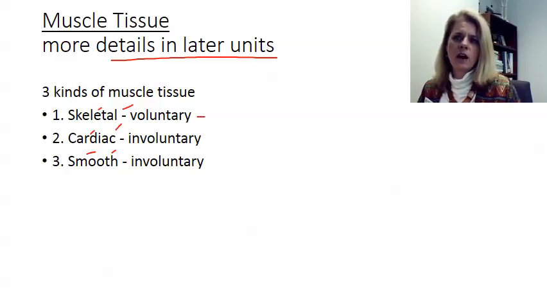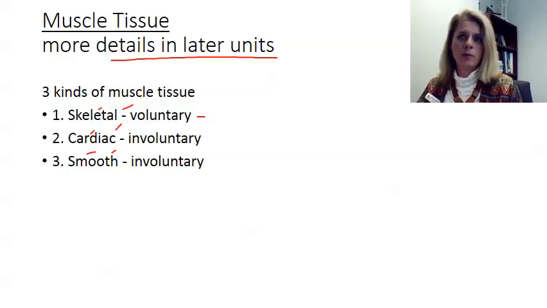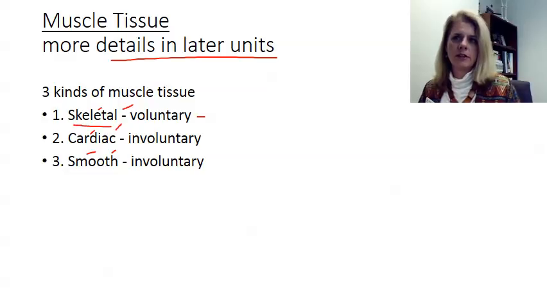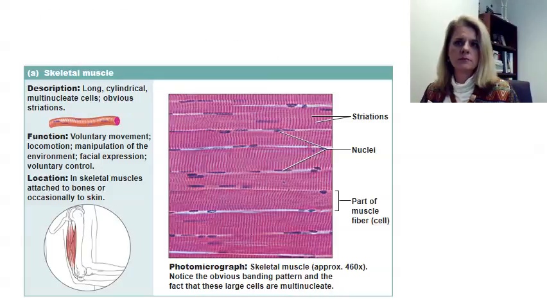Skeletal muscle is voluntary. That means you have the control over it. So you decide when to contract your skeletal muscle to move your bones. You don't have to think about beating your heart. You don't have to think about moving food through your digestive system. So only skeletal is voluntary. And again, we'll do more about this later on in a different unit.